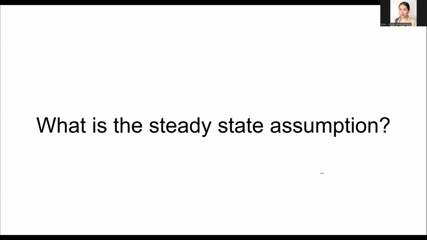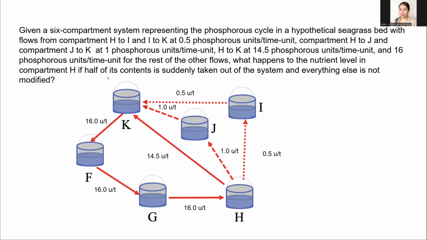So let's go through our first practice problem. So you have here a 6-compartment system. You have 6 pails, H, I, J, K, F, G. They represent the phosphorus cycle in a hypothetical seagrass bed. So if you look at the flow, so there's units. The flow from H to I and I to K is 0.5 phosphorus units per time. Compartment H to J and compartment J to K is 1 phosphorus unit per time. H to K is 14.5 phosphorus units per time.